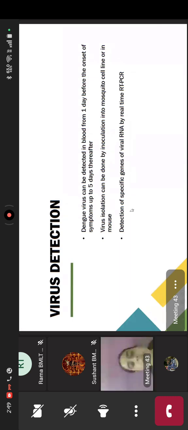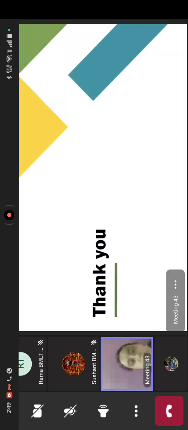And you can detect specific genes of the viral RNA by real-time RT-PCR, polymerase chain reaction. It is a molecular level test. If you want to do gene level detection in case of dengue, you have to do the PCR, polymerase chain reaction, right? So you have to do molecular based testing, right, students? So this is about your dengue virus, right?